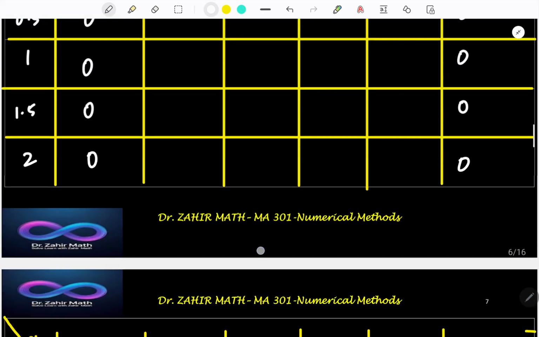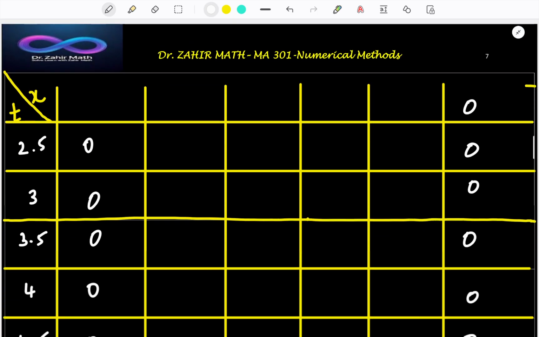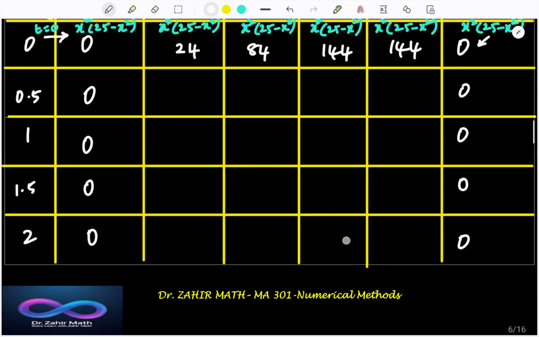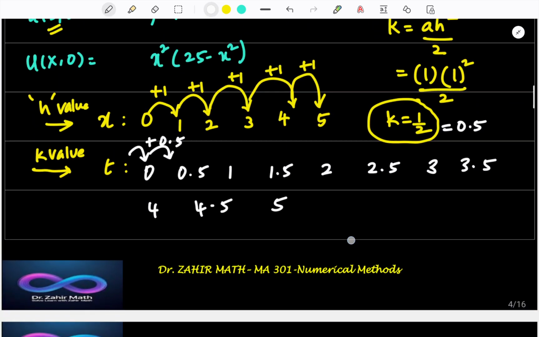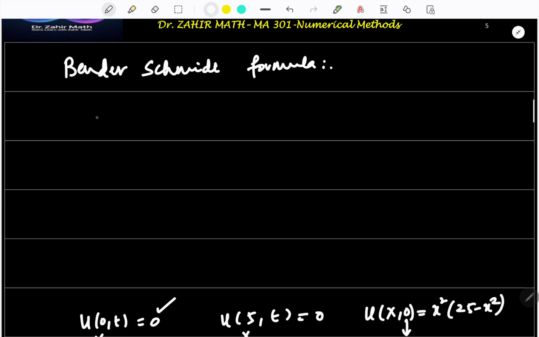Okay, we call them u1, u2, u3, u4, u5, u6, u7, u8, u9, u10, u11, u12. All these values we are going to calculate using the Bender-Schmidt formula. So you have to write this formula in the exam. Keep in your mind: what is the Bender-Schmidt formula?